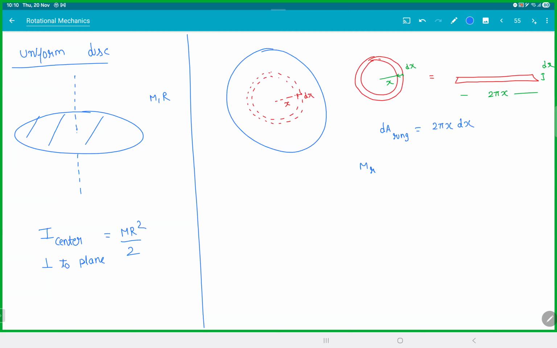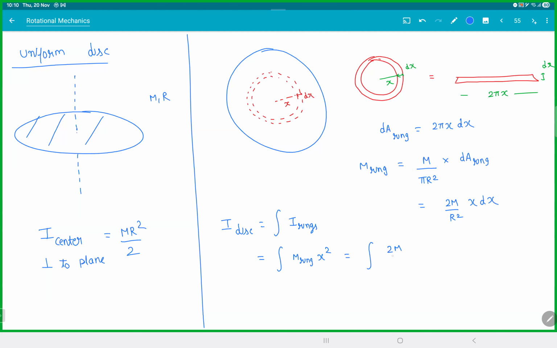So the mass of this ring will be mass per unit area, total mass by total area, which is m by pi r square, into the area of the ring. You can use the unitary method. So that will be 2m by r square x dx. And then the moment of inertia of the disk is the summation of the moments of inertia of the rings. Isn't it? If you add all the rings' moments of inertia, you will get the disk. What is the moment of inertia of a ring? Just now we derived the formula: mass of the ring into radius square.